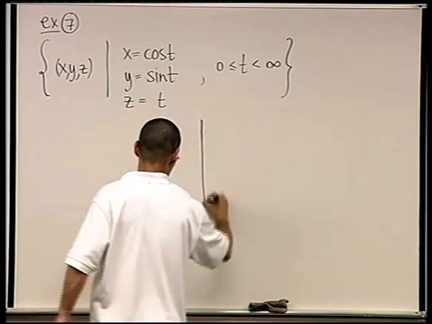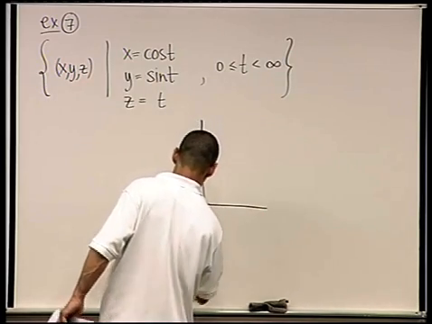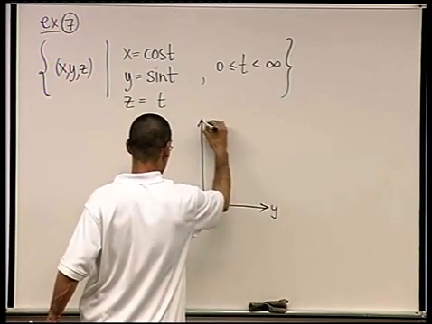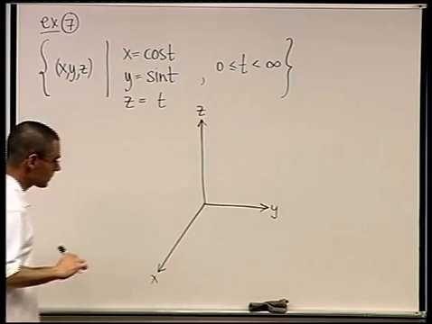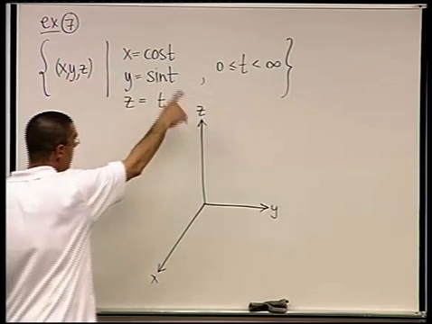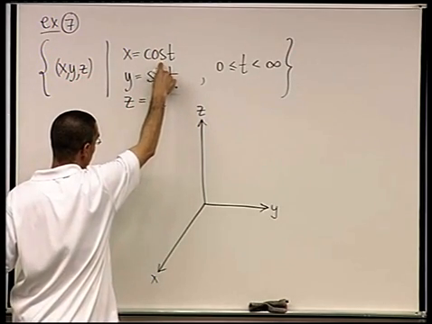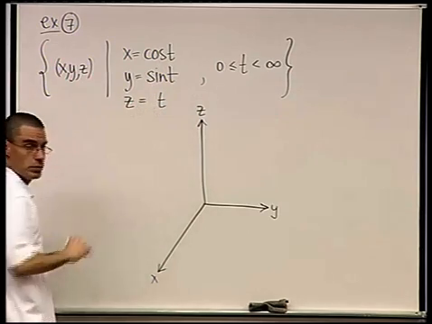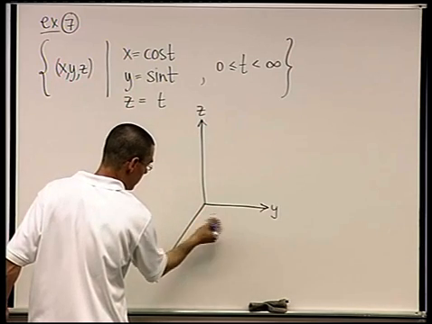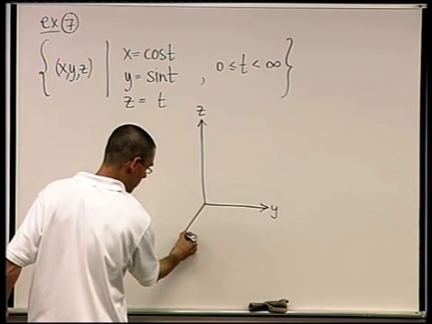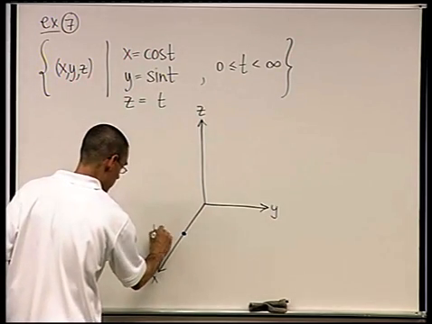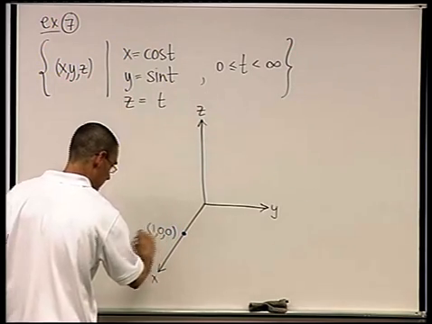So now I'm going to have to draw it in three-dimensional space, a bit more tricky. Here's x, here's y, and here's z. And let's do it. So where do I start? When t equals 0, I start at 1, 0, 0. Do you agree? So what's the point 1, 0, 0? It's 1 on the x, 0 on the y, and 0 on the z, so it's a point here. Do you agree? That's where I start. This is 1, 0, 0. Right?